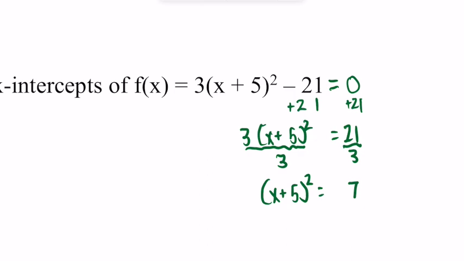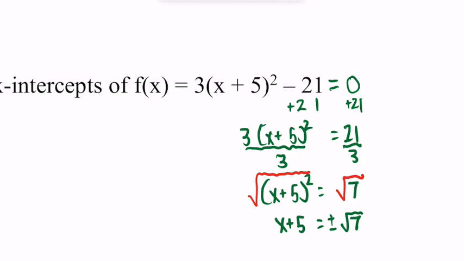Now that the thing that's being squared is by itself, we can take the square root of both sides. Remembering that because we take the square root of both sides, we stick a plus or minus in front of the right side. The square root of (x plus 5) squared we can write as x plus 5. We can't simplify the square root of 7, so we leave it as plus or minus the square root of 7.